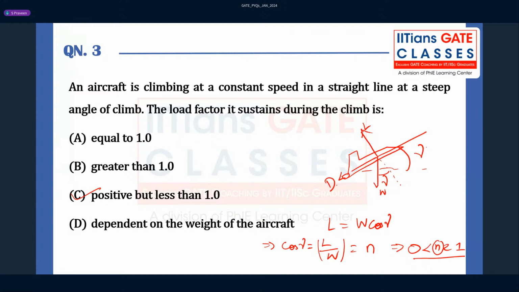So when the aircraft is in takeoff, it says a steep climb, right? Which means this gamma is large, right? So if you resolve the forces, my L would be equal to what? W cos gamma, right? So what will be my cos gamma? Cos gamma is simply L by W, right? We know by definition L by W is the load factor, N, right? And this N, for cos gamma, lies between 0 and 1. Hence, we can say that N cannot be negative, so these options are ruled out, but it is positive and it is less than 1. Okay, so this is the case. Hope you guys understood this, right?